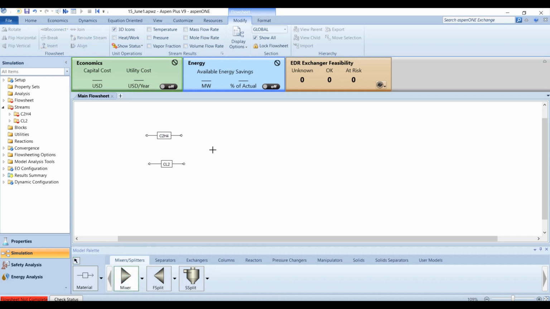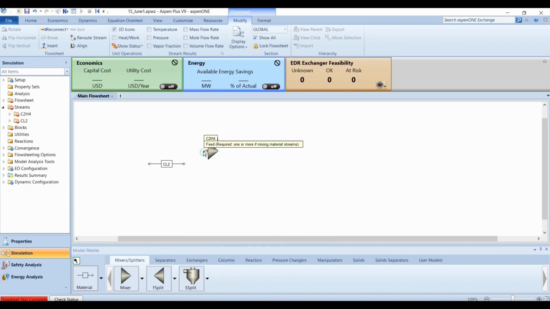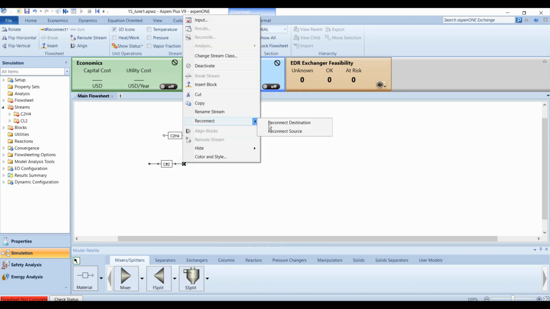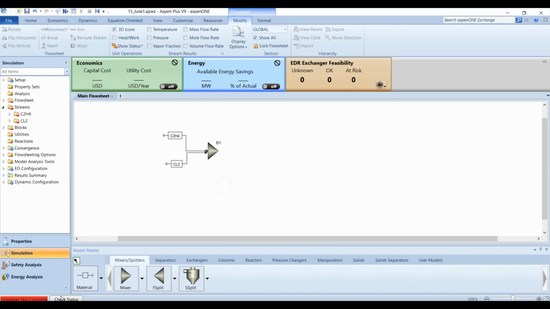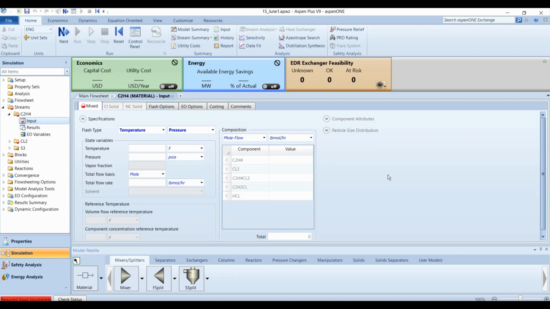I will take a mixer. Now I will click on next. First is C2H4, that is at 70 Fahrenheit and 1000 psia. Its flow rate is given in tons per hour, and since it is pure, the mole fraction of ethylene will be 1. And then I will click on next.